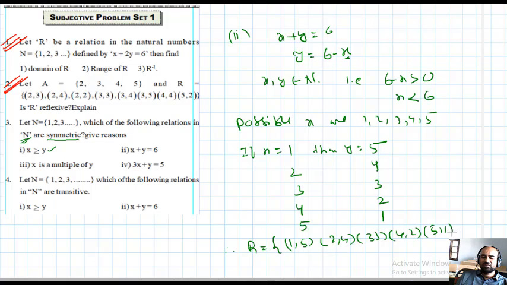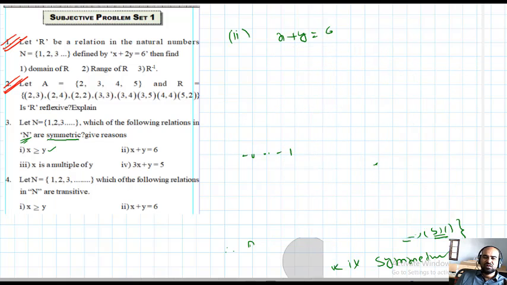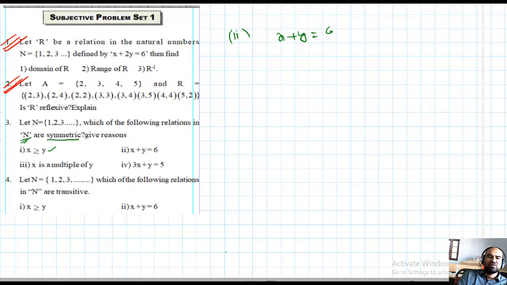(5,1). Now, you want to check whether it is symmetric or not. (1,5) means (5,1) should be there. (2,4) means (4,2) should be there. (3,3) means the reverse is the same one only. So, all required ordered pairs are there. Therefore, R is symmetric. So, this is one of the ways. Another way also I will explain, without finding ordered pairs directly. I will show you.